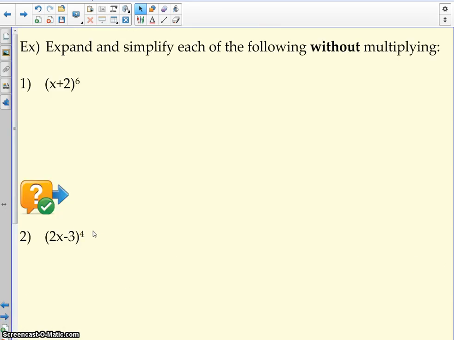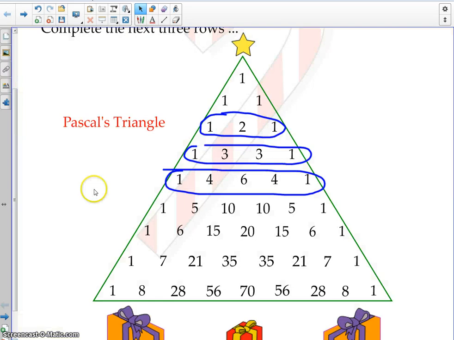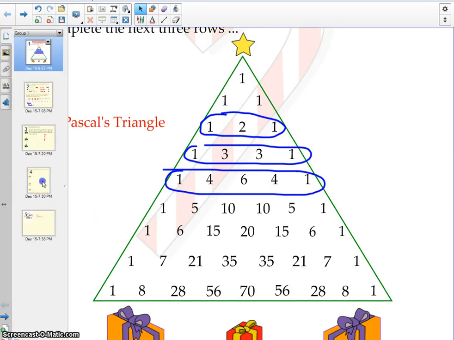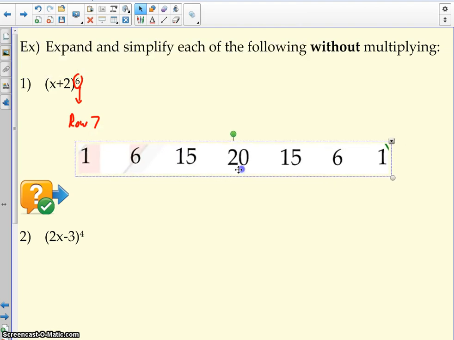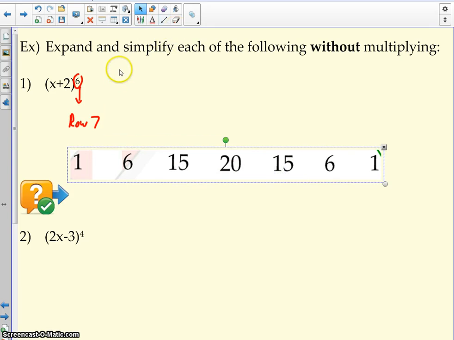So let's try and put it to use. Let's expand x plus 2 to the exponent 6 without having to do it the long way. You want to take a look at Pascal's triangle again, because that'll help us get the coefficients. Remember, if we want x plus 2 to the exponent 6, our coefficients are going to come from row 7. You may find it helpful to write out those coefficients so you have them handy as you're expanding. So there they are: 1, 6, 15, 20, 15, 6, and 1 will be your coefficients. And then from there, we can start creating the expansion.